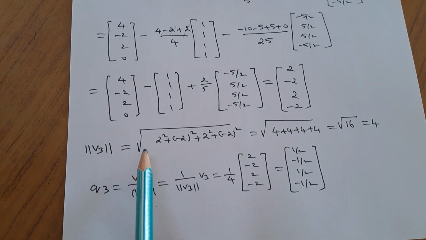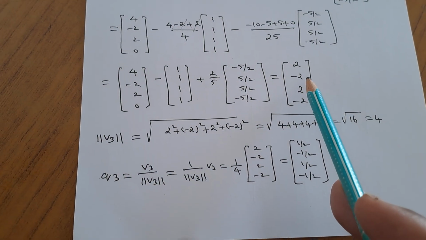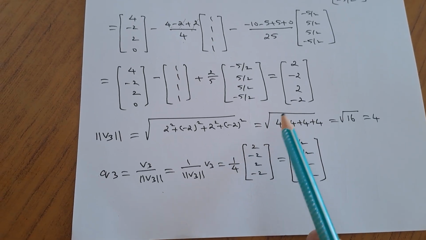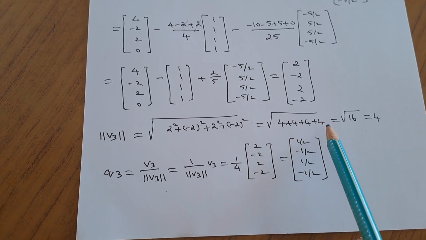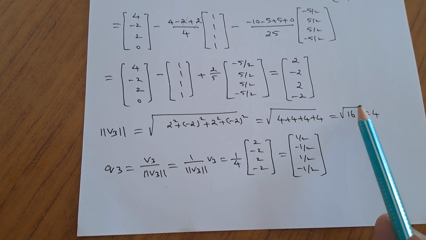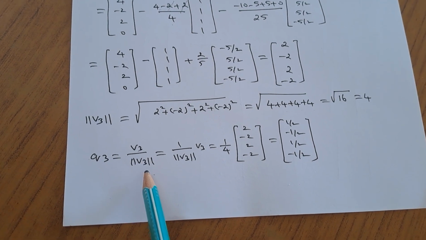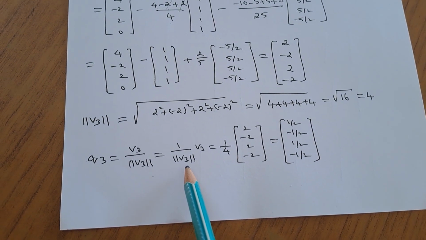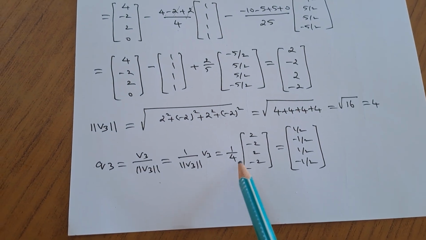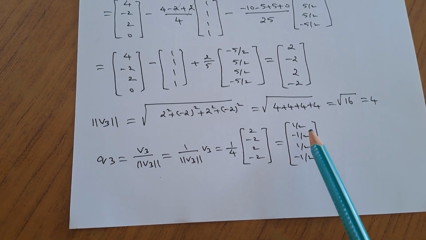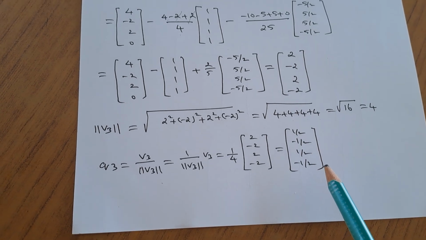Norm of V3 is equal to square root of 2 square plus minus 2 whole square plus 2 square plus minus 2 square, that is equal to square root of 4 plus 4 plus 4 plus 4, that is square root of 16, which is equal to 4. Q3 is equal to V3 by norm of V3, that is 1 by 4 into 2, minus 2, 2, minus 2, that is equal to 1 by 2, minus 1 by 2, 1 by 2, minus 1 by 2.